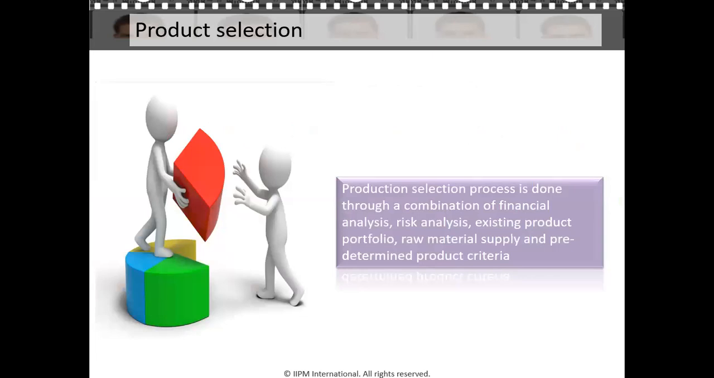All right. Then we'll have the production selection. Production selection process is done through a combination of financial analysis, risk analysis, existing product portfolio, raw material supply, and predetermined product criteria.